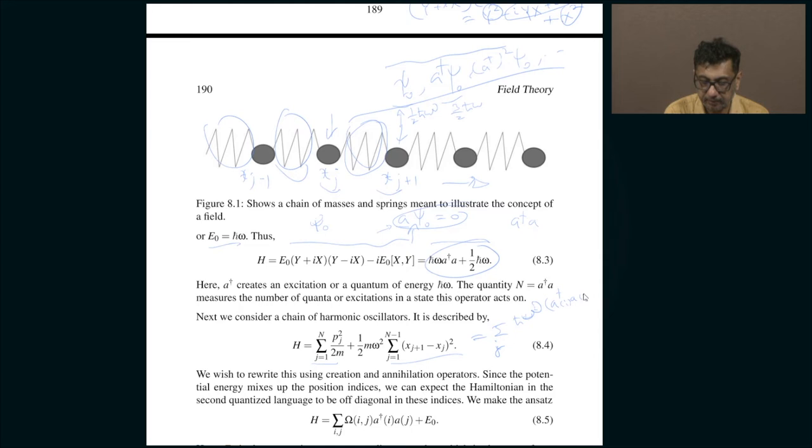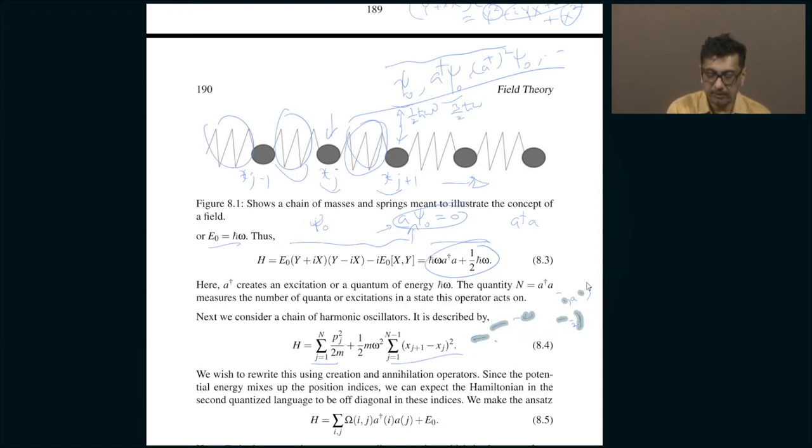That is only if j and j plus 1 don't talk to each other. If they don't talk to each other, then I can write h bar omega a dagger j a j plus half. Then that would be too easy. But in this case, clearly j and j plus 1 talk to each other, because there is a spring connecting them. That same spring connects both. So obviously they talk to each other, and it is not separable like this. You can't separate the Hamiltonian in that way.